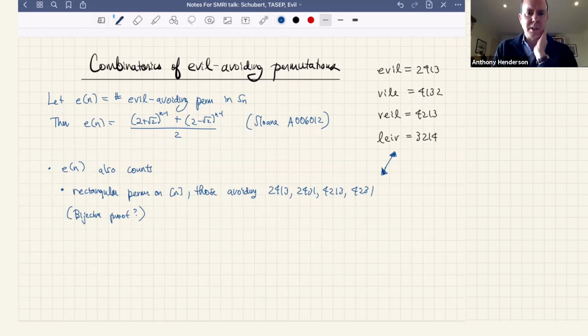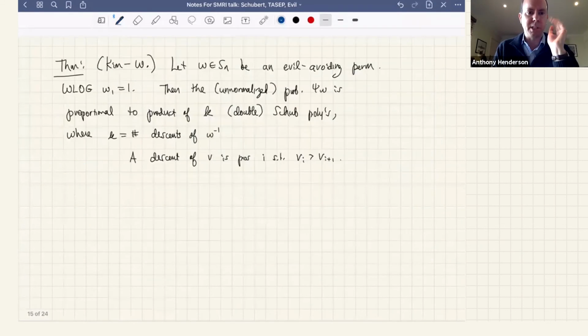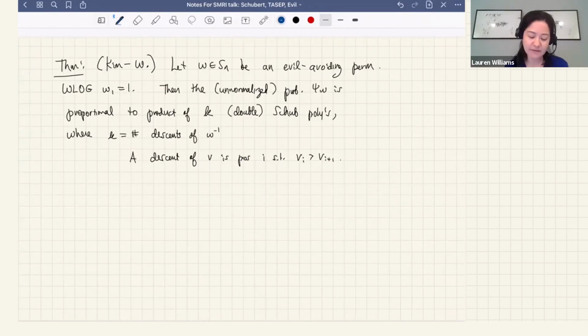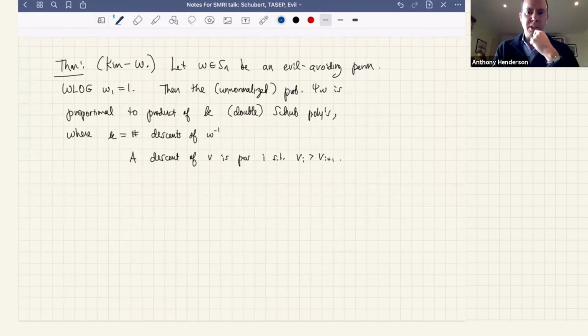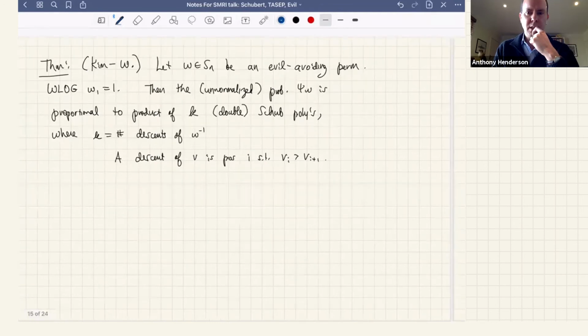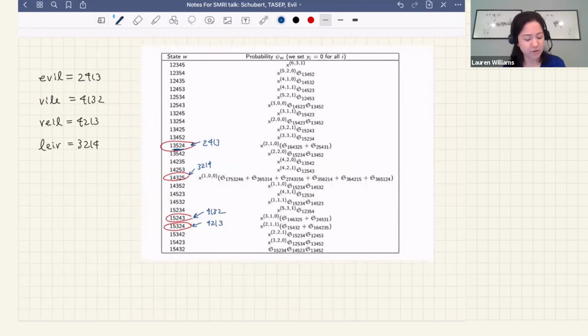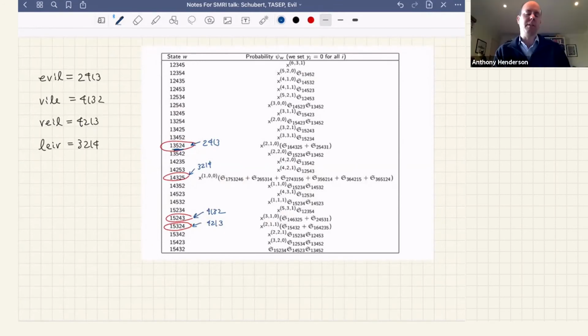Sorry, can I ask another question? In your theorem, you were only considering permutations which start with W1 equals 1. Yes. The evil avoiding condition only applied in that representative of the cyclic equivalence class. Yes. So the count you just told us was for all the evil avoiding permutations in Sn? Oh, yes, but that'll just result in a shift between Sn and Sn minus 1 or something. Oh, yeah, okay. Sorry.